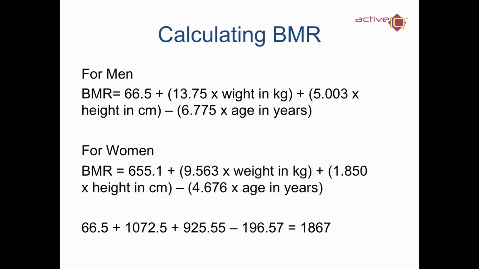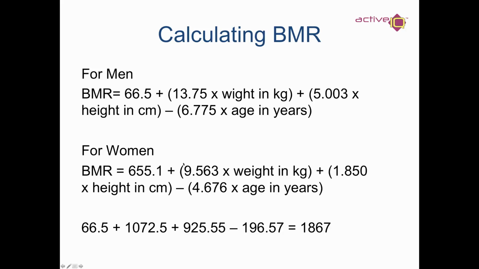So, if we have a look at the figures at the bottom, we've got 66.5, plus 13.75 times my weight in kilograms. My weight is 78 kilograms. 13.75 times 78 gives us 1072.5, which is that figure there. Next one, we have plus 5.003 times my height in centimetres. My height is roughly 185, and that's what I've based it on for this. So 185 times 5.003 gives us 925.